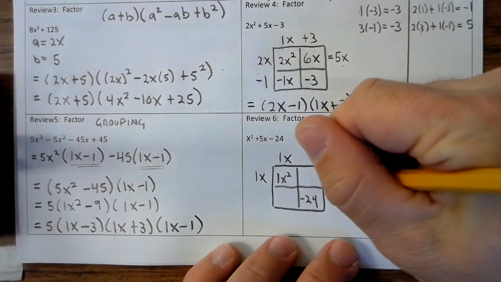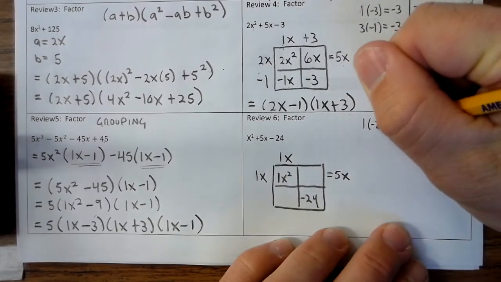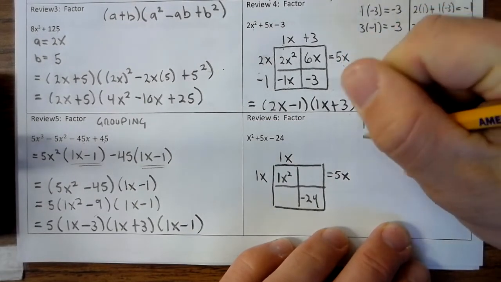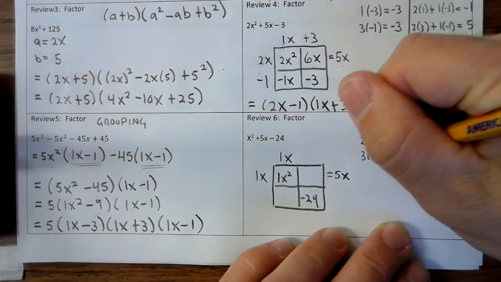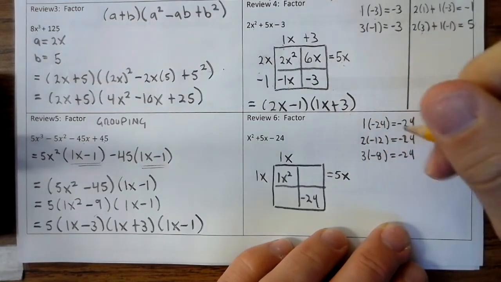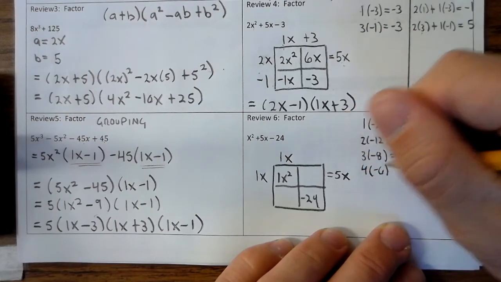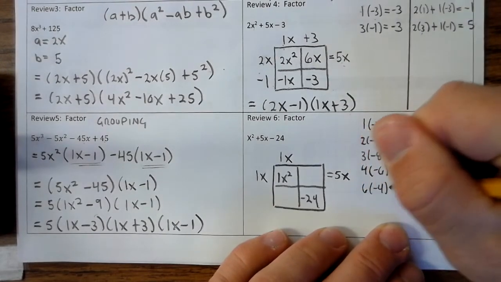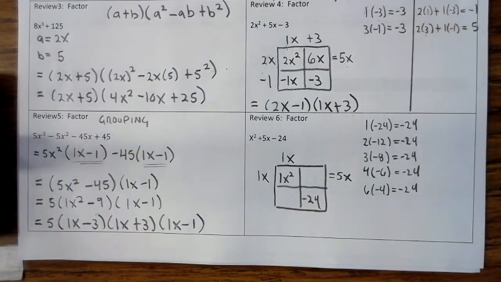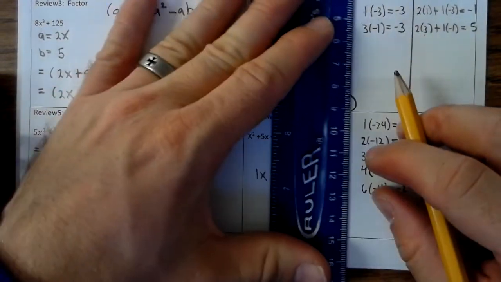Okay, middle term is 5x. So again, we find all the combinations to make negative 24. So 1 times negative 24 is negative 24. 2 times negative 12 is negative 24. 3 times negative 8 is negative 24. 4 times negative 6 is negative 24. 5 doesn't work. 6 times negative 4 is negative 24. Now we look at which combination makes positive 5x.